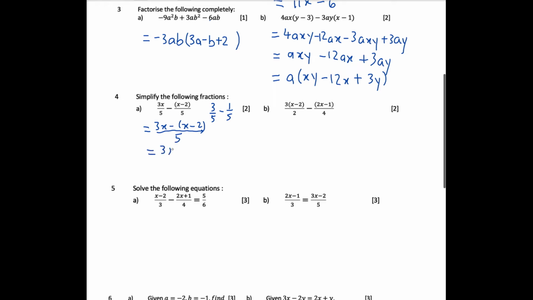So opening the brackets, we have minus 1 times x, minus x, minus times minus, plus 2. And 3x minus x is 2x plus 2 over 5.